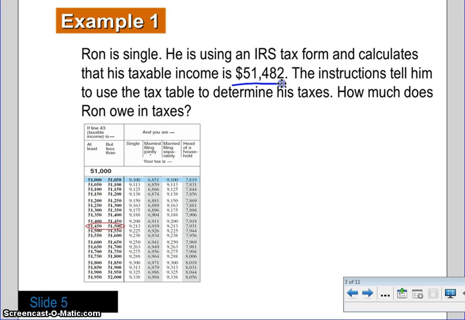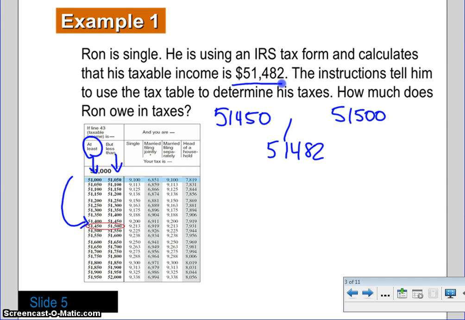So if we look over at this tax table, we'll see on the first section it says at least. So it's saying that he at least earns this amount in this column, but he earns less than the second column. So you'll see here that one of them is already circled. It says at least $51,450, but not more than $51,500. And we see that $51,482 falls in that window. Here he is single, so we're going to look at the single category, and it looks like he owes $9,213 in taxes.